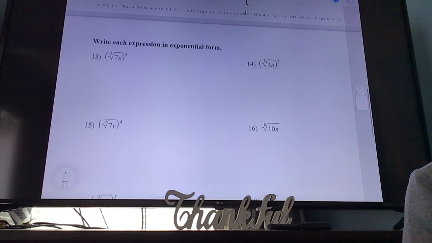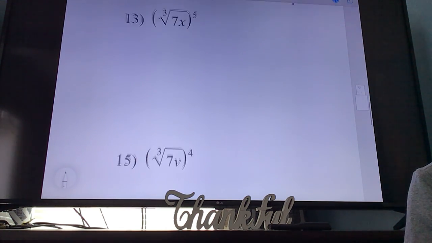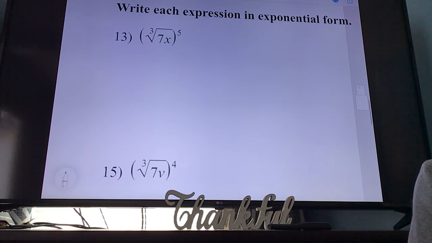The other ones that you're going to see, and you're going to see them on your assignment today, is going to be, this is in radical form.